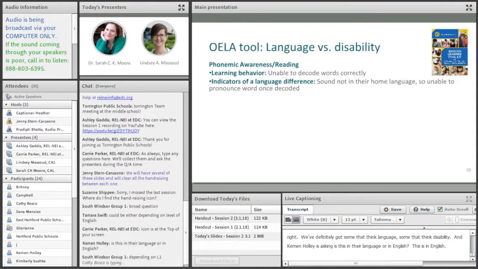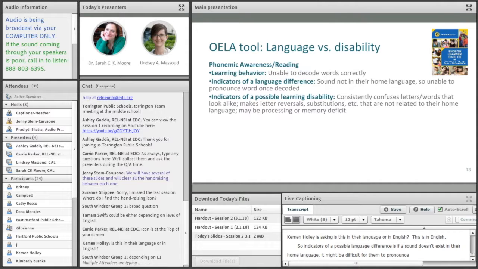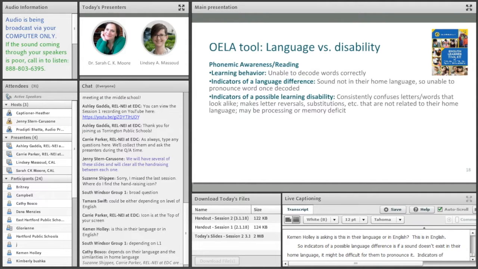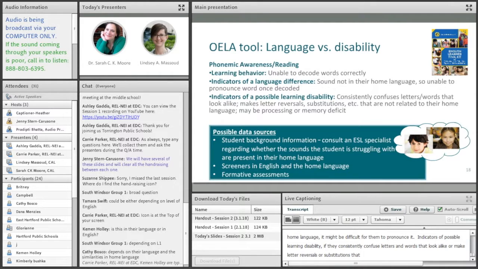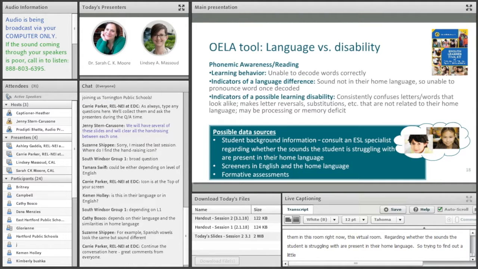So an indicator of a possible language difference is if a sound doesn't exist in their home language, it might be difficult for them to pronounce it. Indicators of a possible learning disability are if they consistently confuse letters and words that look alike or make letter reversals or substitutions that are not related to their home language. So possible data sources that we could use to figure it out: student background information, perhaps talking to an ESL specialist, and we know there are a number of them in this virtual room, regarding whether the sounds the student is struggling with are present in their home language. So trying to find out a little bit more about their home language, possibly from an ESL specialist.